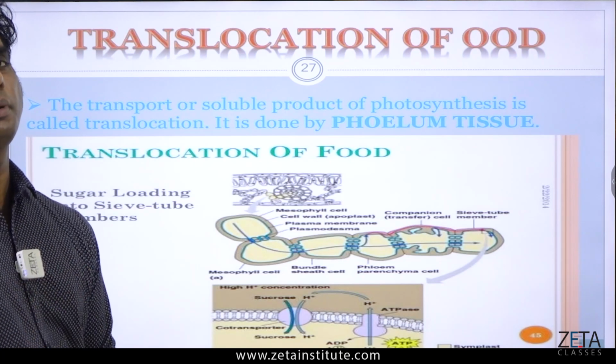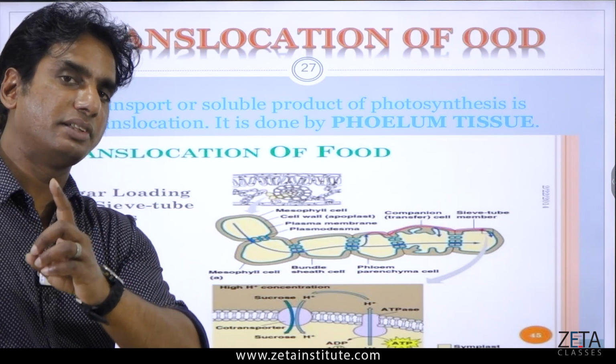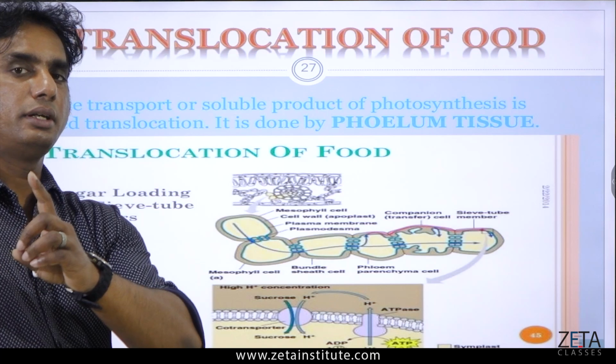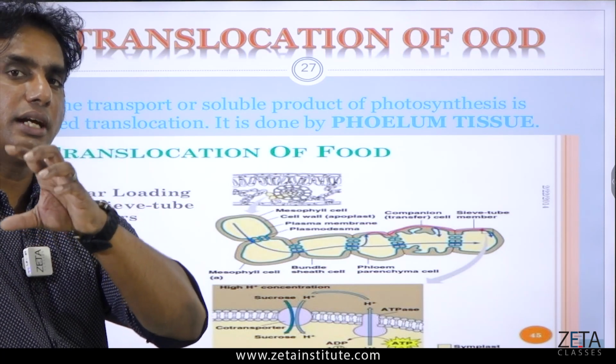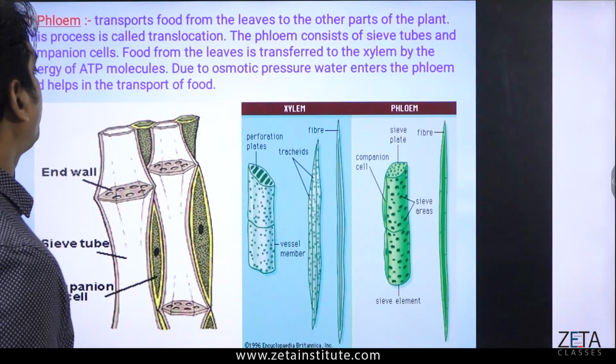Why leaf to other parts? Because photosynthesis happens inside the leaf. Okay. So food is produced inside the leaf. That is being transported to other parts.